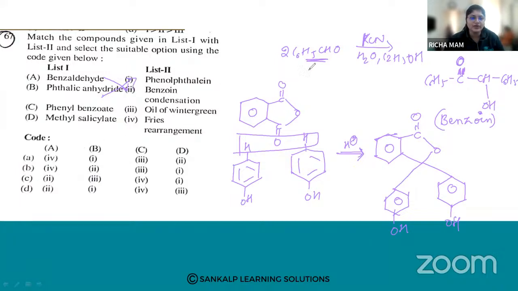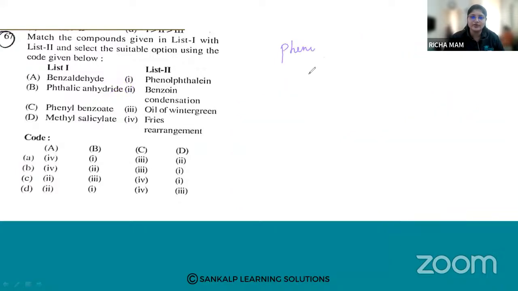Then phenyl benzoate. So what can we do with phenyl benzoate? We have two more options: oil of wintergreen and Fries rearrangement. Now this phenyl benzoate, what happens with it? It has a phenyl and a benzoate group, so it will undergo Fries rearrangement.